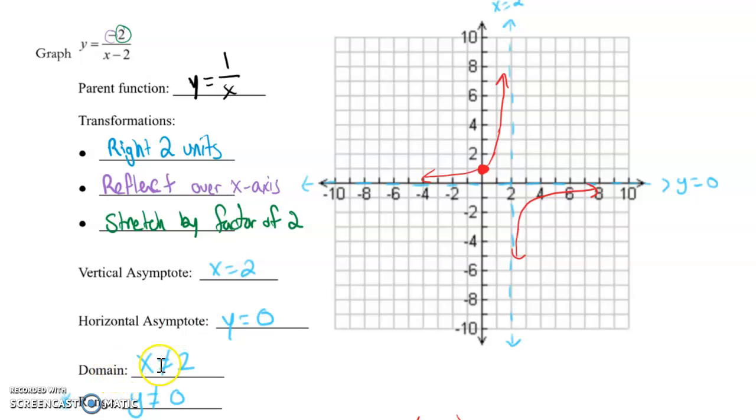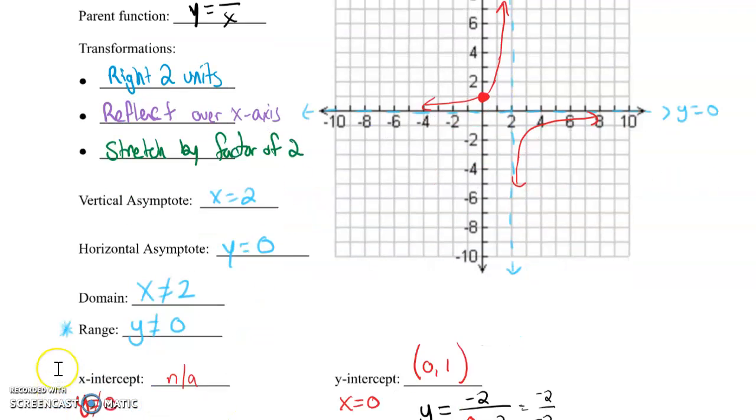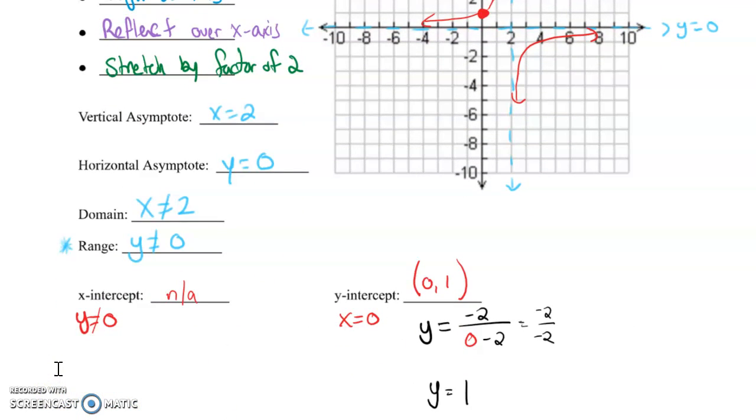Okay, same thing with domain and range. Since my asymptotes are at x equals 2 and y equals 0, I still have that asymptote, even though I didn't shift or translate this anywhere. That's still an asymptote. That still gives me my domain and range. This concept that my range is still y cannot equal 0 means I can't find an x-intercept. If y doesn't equal 0, I will not have an x-intercept.